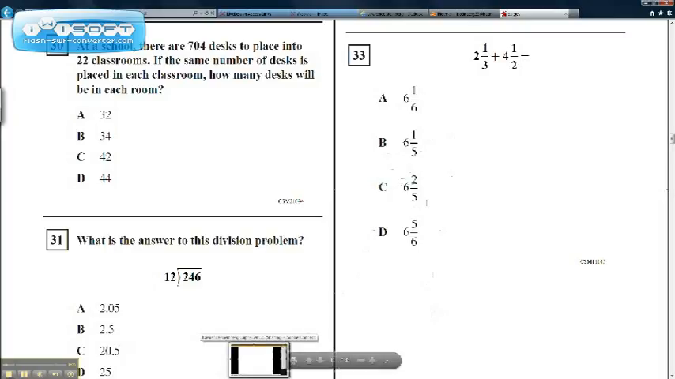So 2 1/3 plus 4 1/2. Let's see what that looks like. So here's 2 1/3 and 4 1/2.